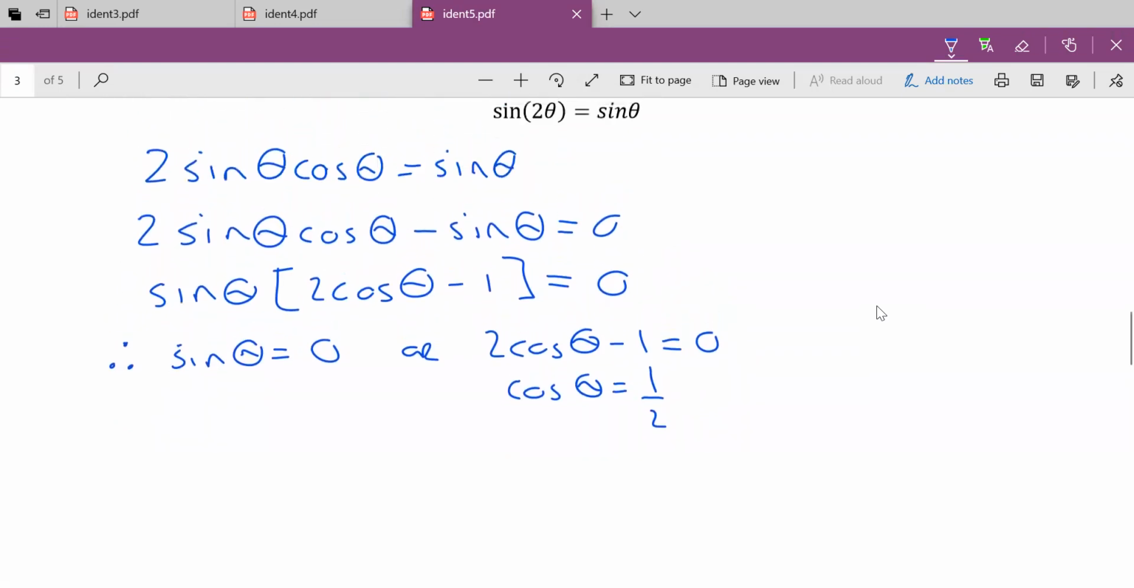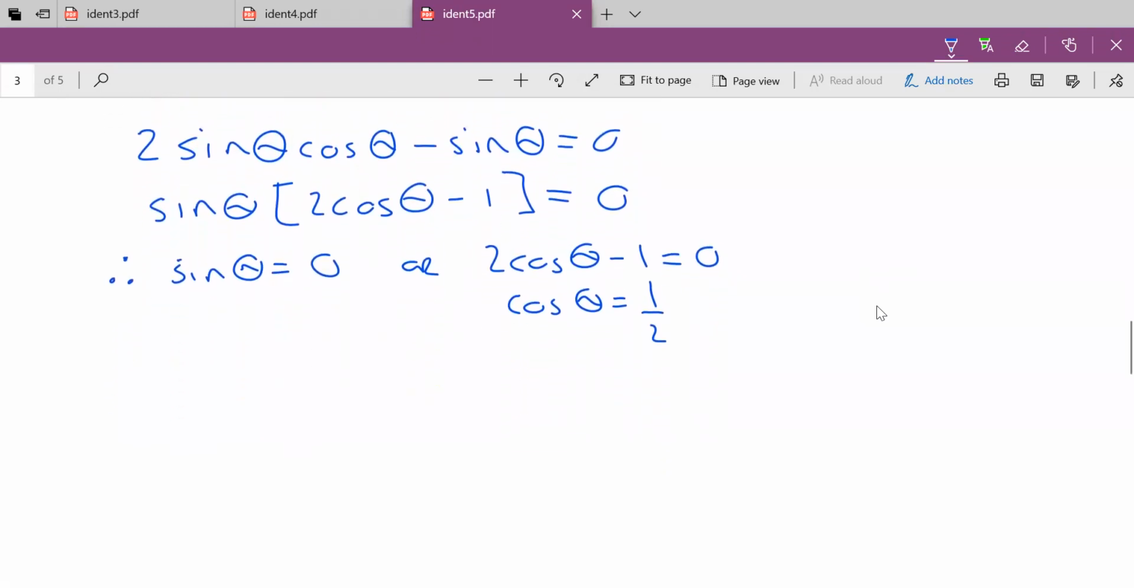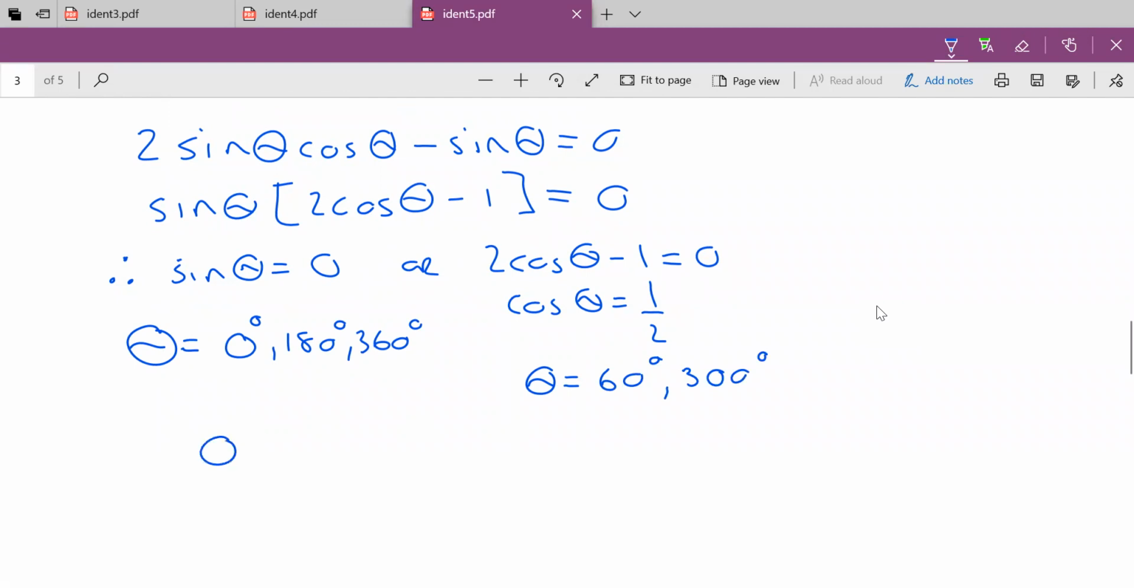So this one said we're going to find the general solution in degrees. So when I find my general solution, what I like to do is find my answer for 0 to 360 first. So where is sine 0? Well, that's at 0, 180, 360. Where is cosine a half? Well, cosine is a half at 60 degrees, and cosine is a half in quadrant 4 then at 300 degrees. All right, so if I was asked to find my solutions from 0 to 360, here's what it would look like.